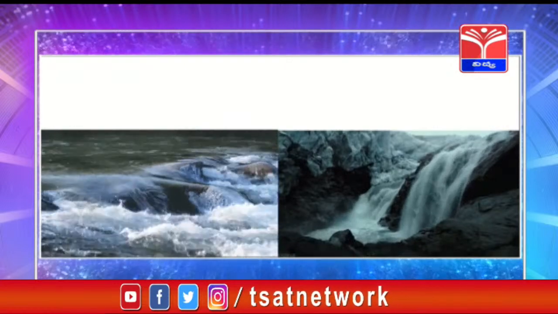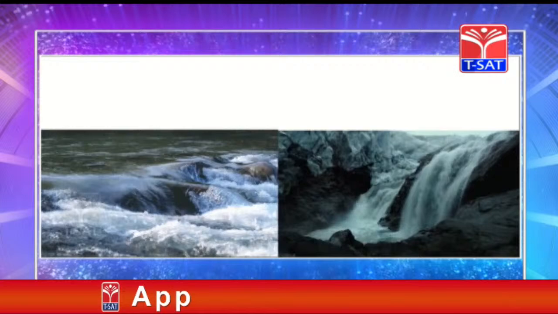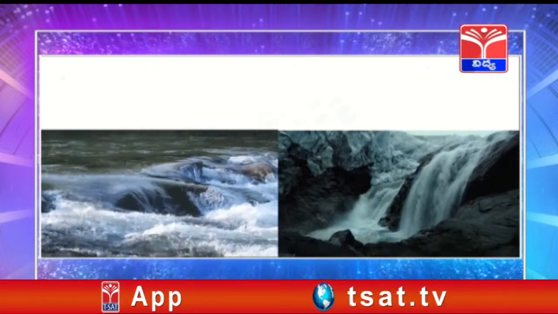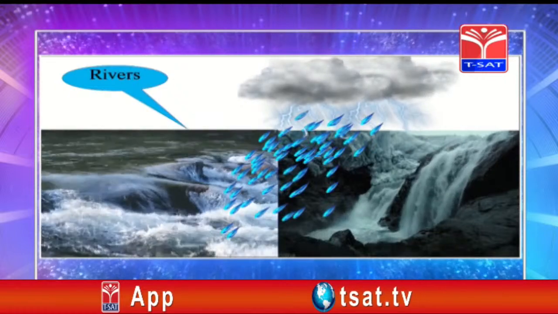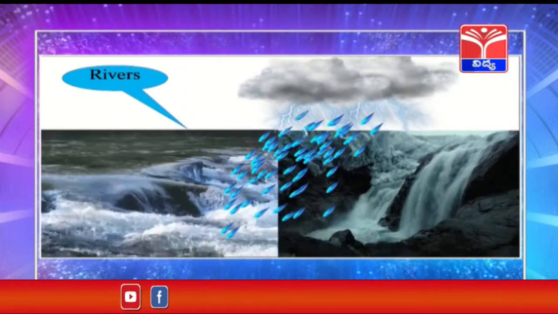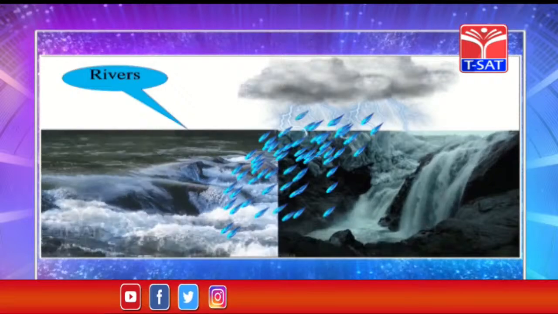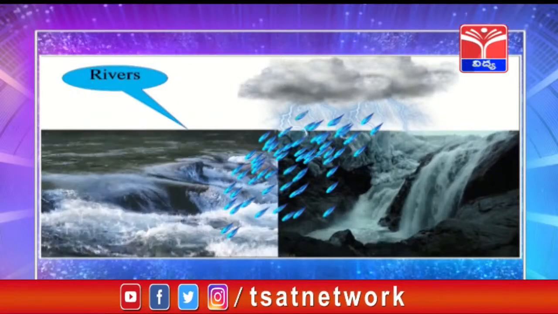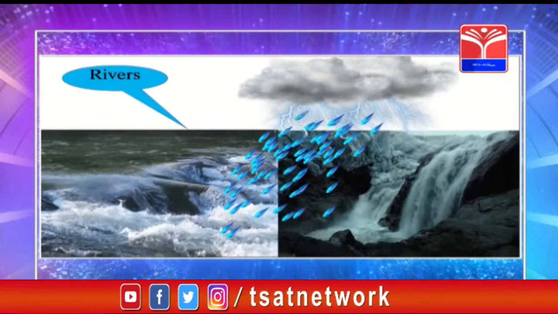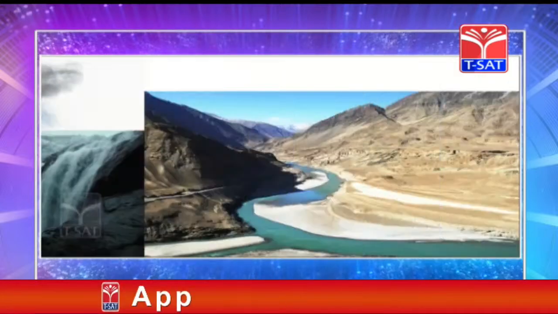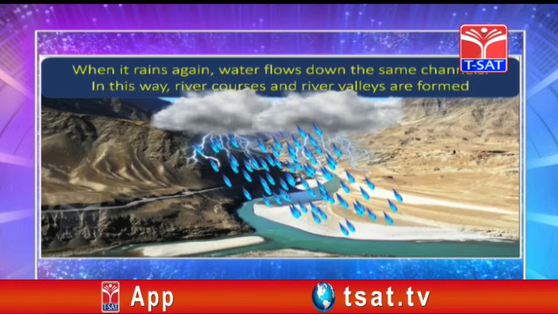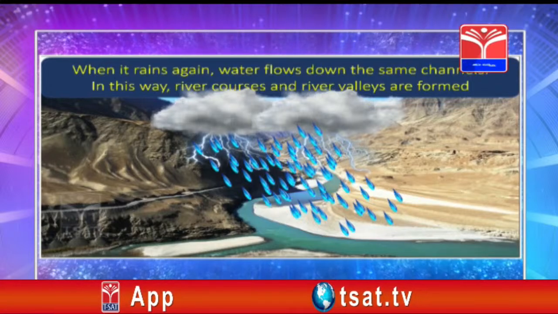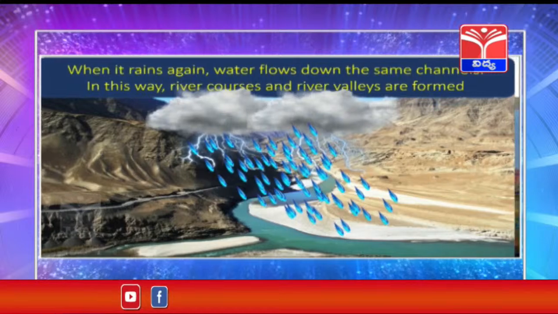Water falls in the small streams from the mountain slopes during the rainy season. However, these streams dry up after some time. Nevertheless, water also cuts channels into the mountains, and they flow down in the form of rivers. This is how the rivers are formed. When it rains, the water flows down the same channels. In this way, river courses and river valleys are formed.